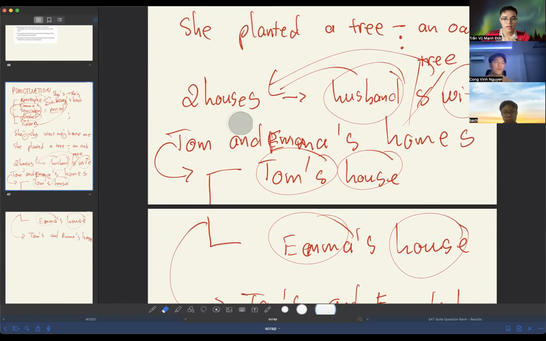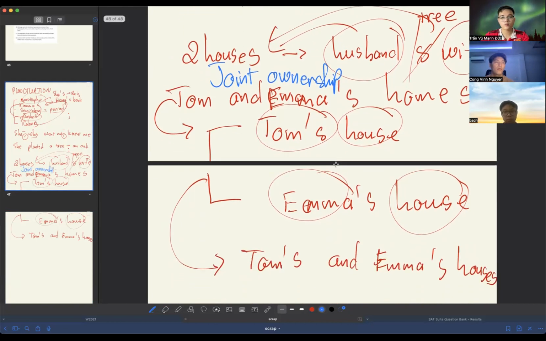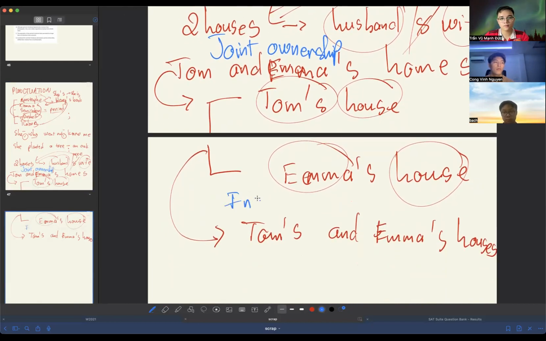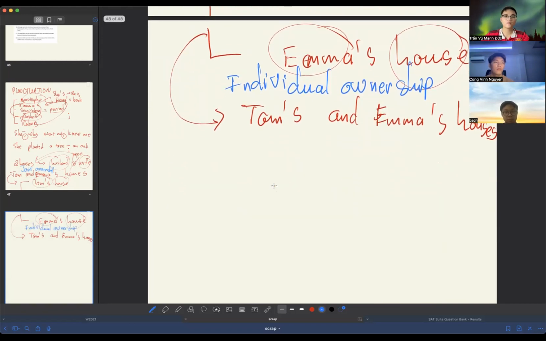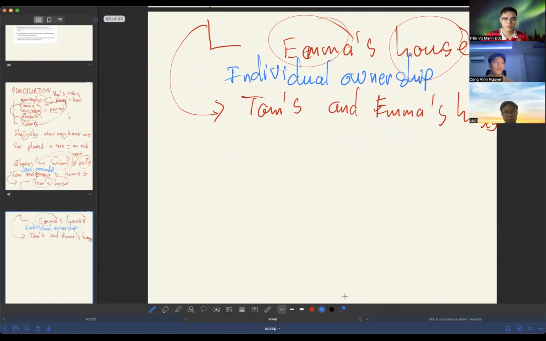I'm going to change the ink so that it stands out. This is a joint ownership. And this is what we call an individual ownership, right? So I'm going to give you an example, and I'm going to ask whether you think this is individual or joint.